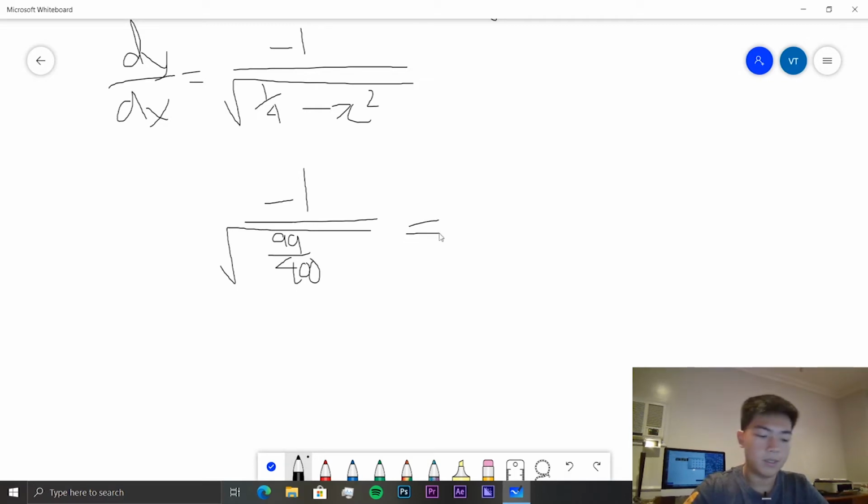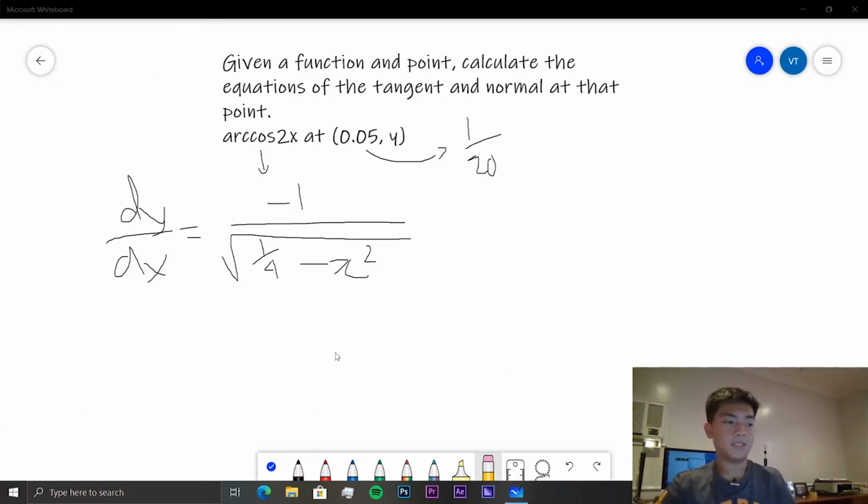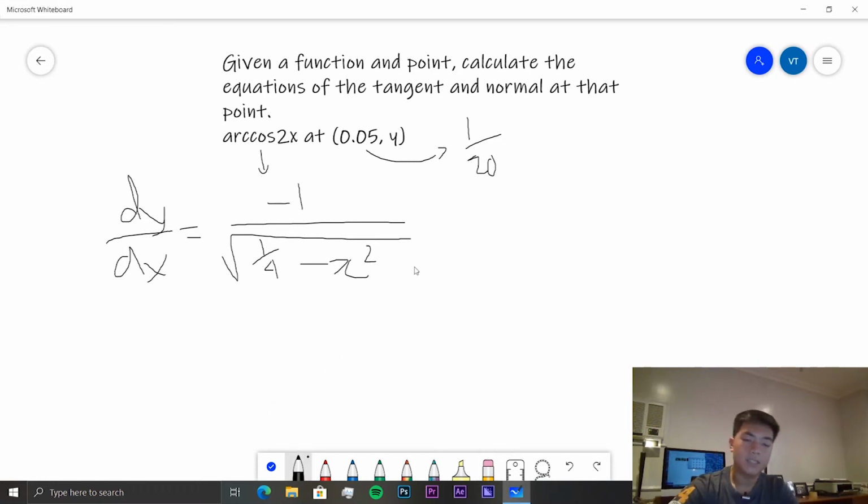So this is equal to approximately 99 over 400, 1 over that, around 40.2. Hello, I'm back. I was just checking, and the book got the answer wrong. So let's continue from here. That's why I found it a bit weird.